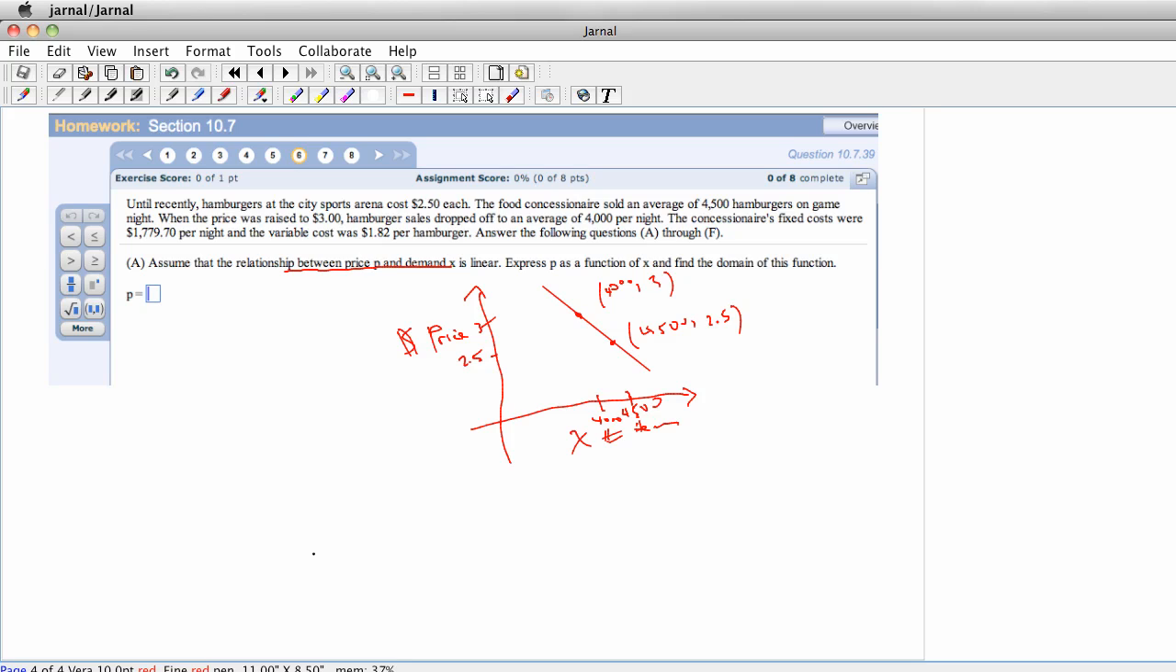Continuing the problem, we have 2 points on a line. We need to find the equation of the line. So we learned before that we need to find the slope, and the slope should be the rise over the run. So that's the change in y over the change in x.